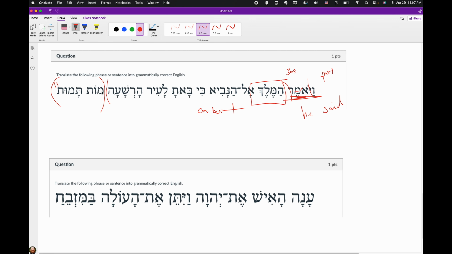We've got the infinitive absolute, which is intensifying you will die. So again, literally you might say something like dying you will die, or to die you will die, but what that means is you will certainly die, you will surely die. But this here is the reason, this is the cause for you will surely die.